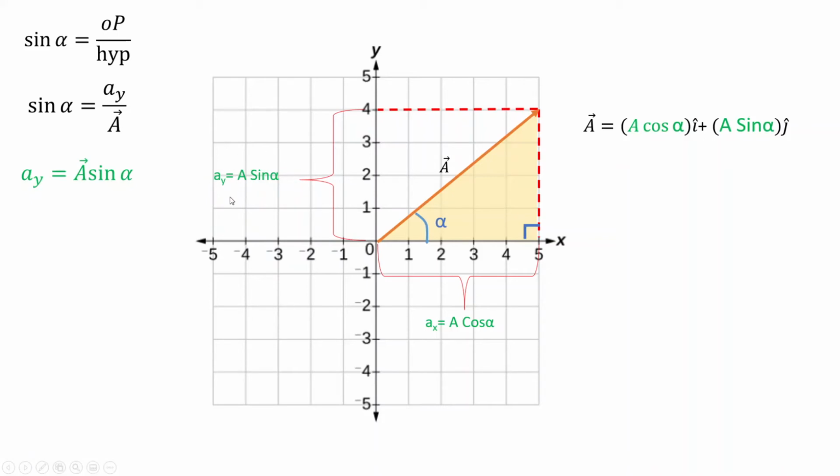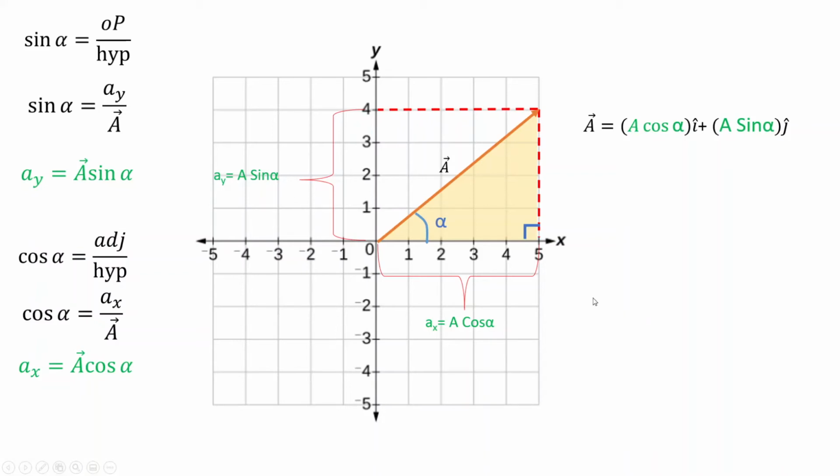A sine alpha. I explain these things in my trigonometric functions videos, which you can watch on my channel. Cosine alpha equals adjacent over hypotenuse. This is again the definition of cosine, and here the adjacent side is ax. You see, this is the adjacent side to angle alpha. If I plug in ax and A here and solve it for ax, I will have A cosine alpha.